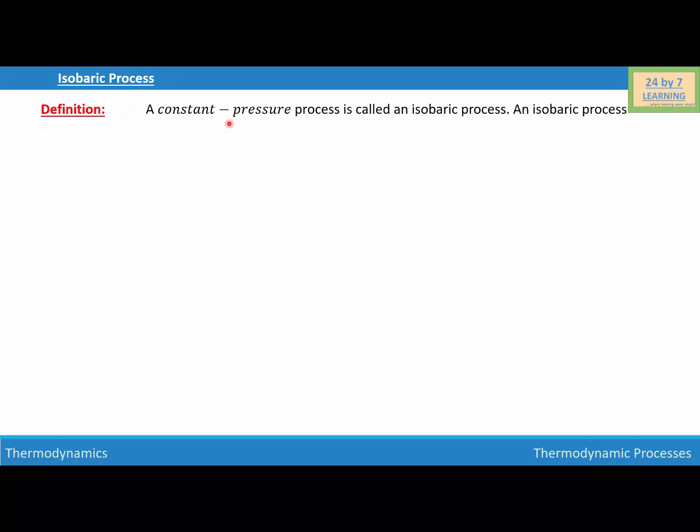Isobaric process. A constant pressure process is called an isobaric process. An isobaric process is represented by the horizontal line called isobar. In order to explain this, I'm going to consider a picture or the graph.